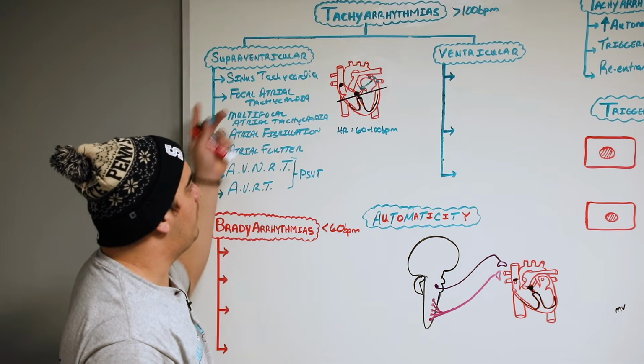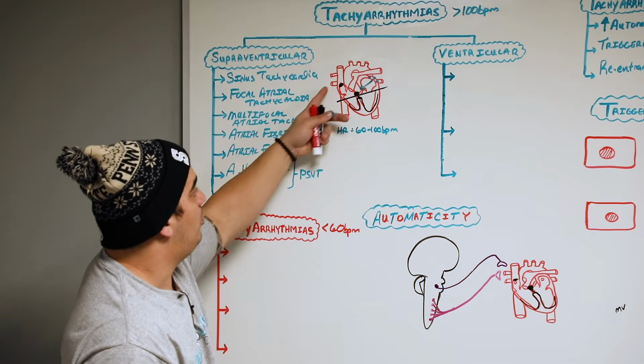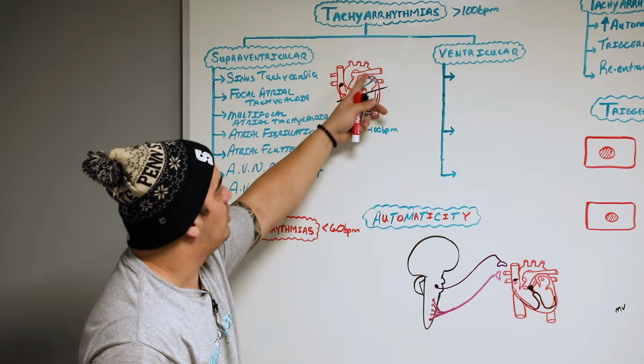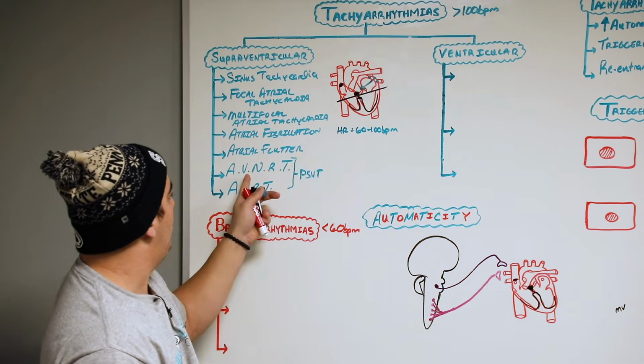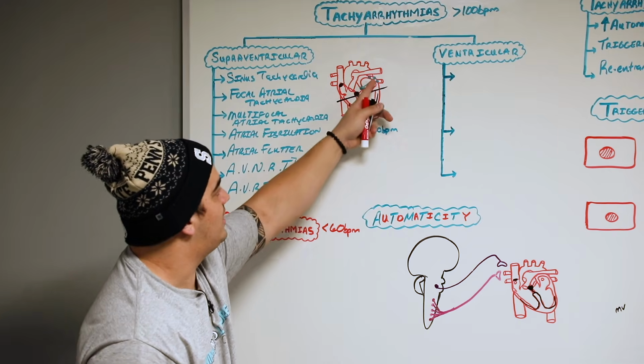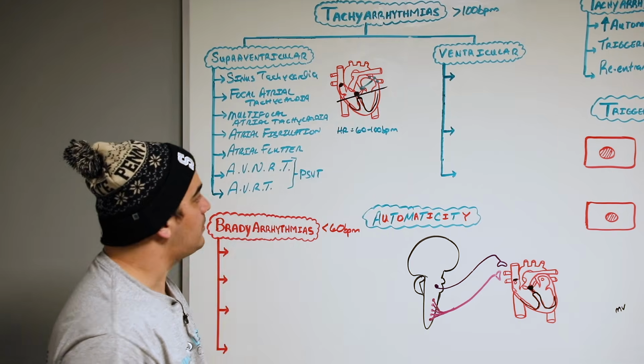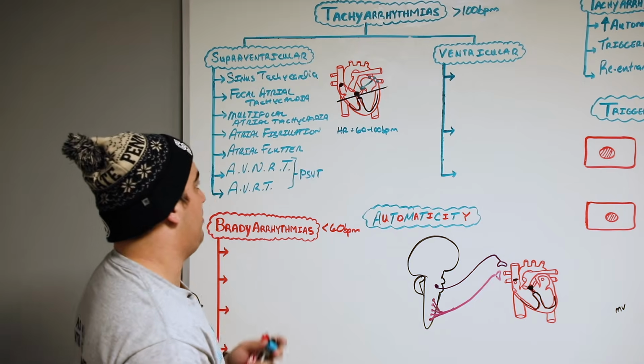Okay, so we've talked about the supraventricular tachyarrhythmias, the types. Due to SA node problem, due to multiple atrial arrhythmias, all of these, and due to a reentrant circuit in the AV node, this one, or a reentrant circuit via accessory pathway, AVRT. Let's now talk about the ventricular tachyarrhythmias.